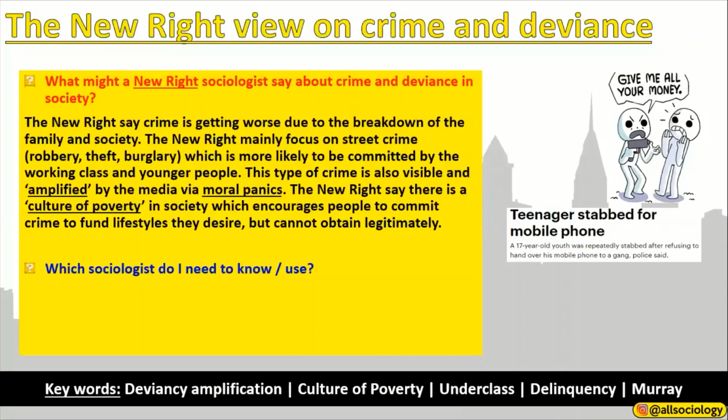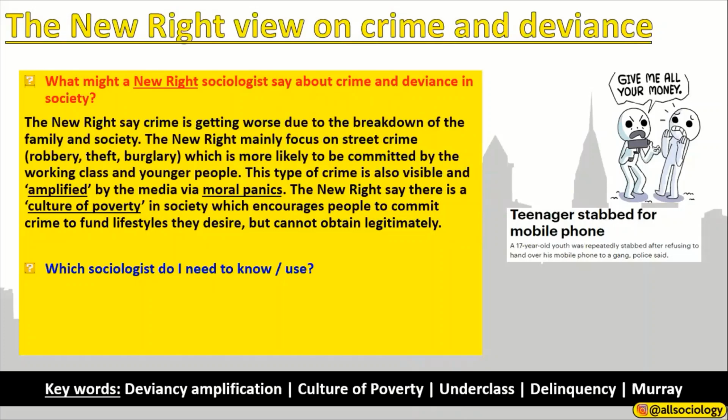Charles Murray doesn't like certain types of families, lone parent families, because he thinks they're going to cause a culture of poverty in society. And effectively, Murray uses very similar arguments when he talks about crime. The new right would argue that crime is getting worse because of the breakdown of the family and society. If we've got lone parent families, Murray and the new right's argument is that young boys especially don't have a male role model, so they don't know the rights and wrongs of society, and they fall into the bad crowd and get into trouble.